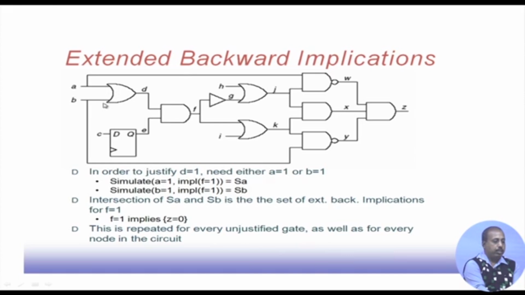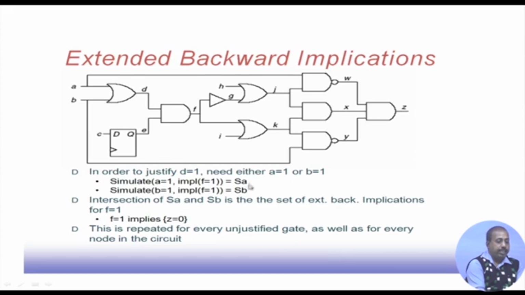So, either of them are required. So, we can say that we simulate a equal to 1 with the implication of f equal to 1. So, this is the set S A. And similarly, if we simulate b, the other possibility was a b equal to 1. So, if we simulate b equal to 1 for the implication of f equal to 1, we get the set of gates which is S B.